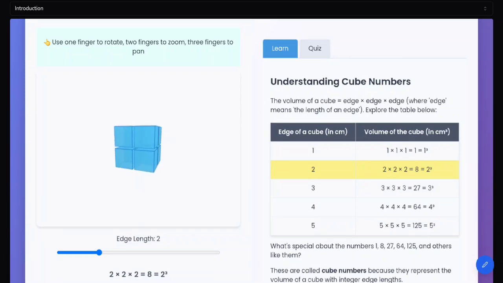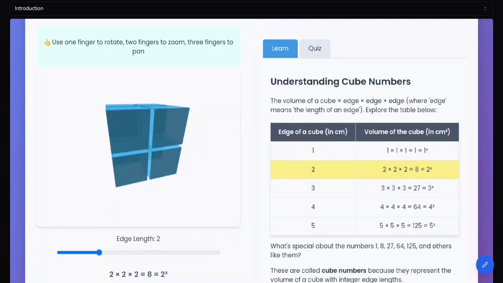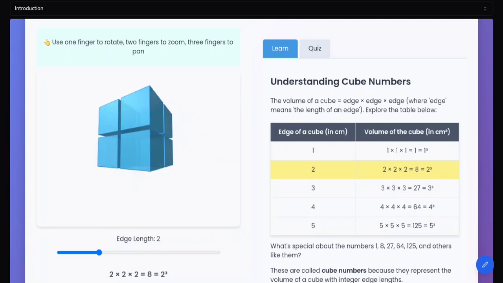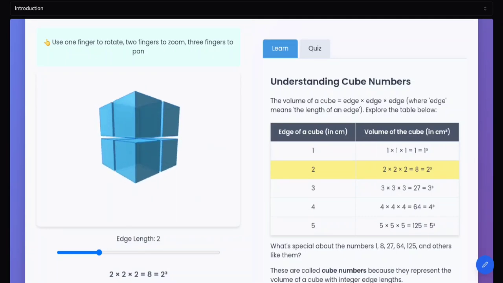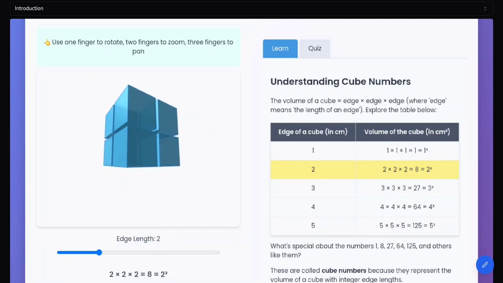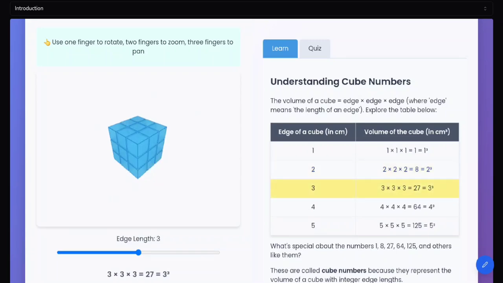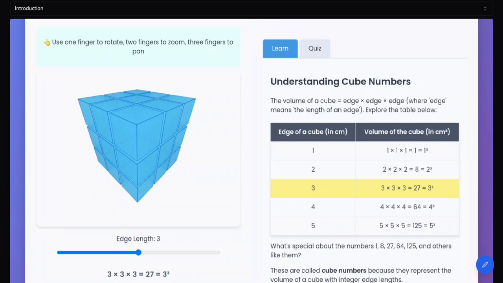Now how many unit cubes can we count here, students? Let me zoom it in. How many unit cubes? 1, 2, 3, 4 on this side and 1, 2, 3, 4 on the other side. So total 8 cubic units. So essentially the volume of this cube with a side of 2 units will be 8 cubic units. Now if I similarly increase to 3, you can see that corresponding here.